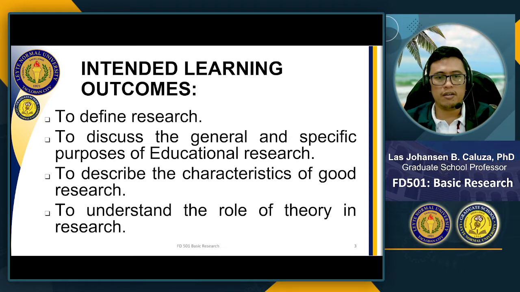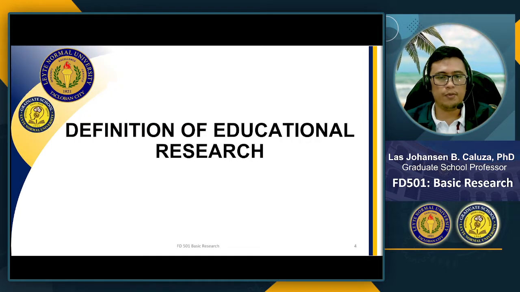The intended learning outcomes in these lessons are the following: to define research, to discuss the general and specific purposes of educational research, to describe the characteristics of good research, and to understand the role of theory in research. Let's start with the definition of educational research.